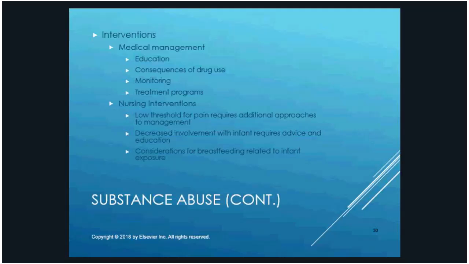Decreased involvement with the infant requires advice and education, and considerations for breastfeeding related to the infant's exposure. So if the patient is still currently having issues with substance abuse, you obviously wouldn't want them to breastfeed.